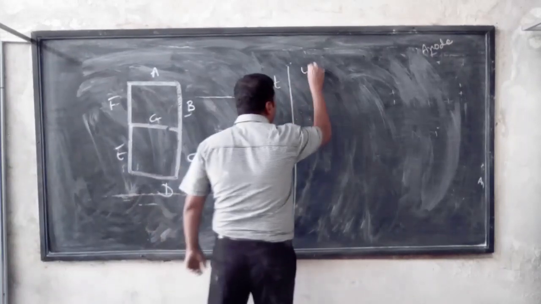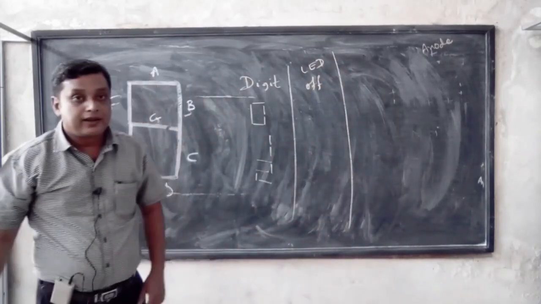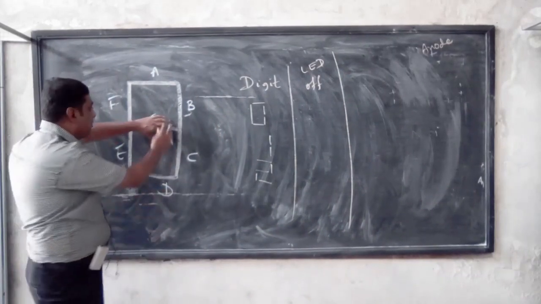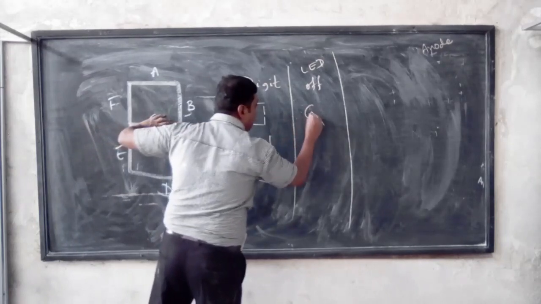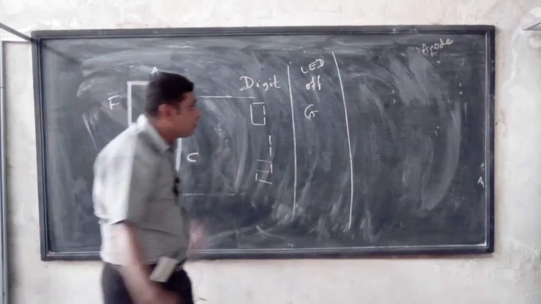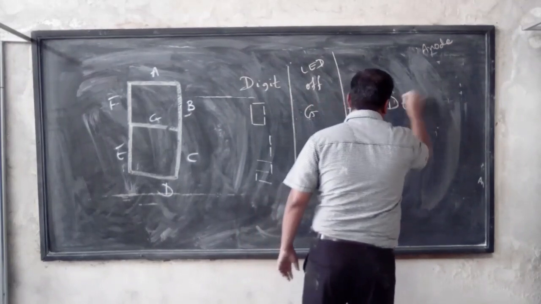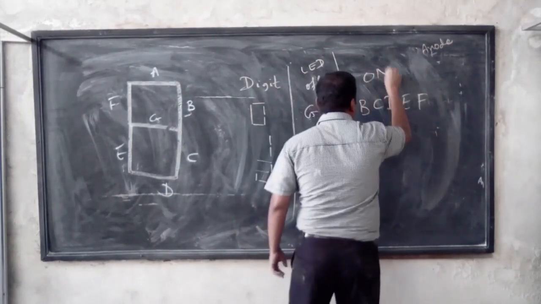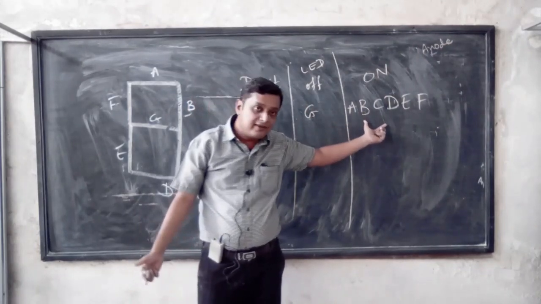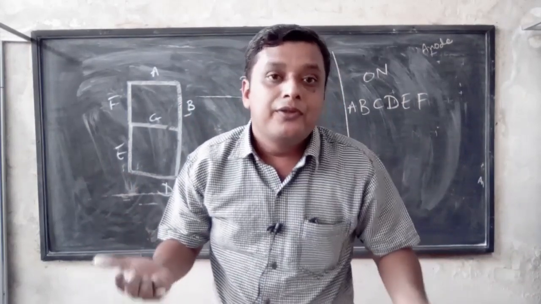The LEDs which are in the off state, again I repeat, if G is in an off state, which LEDs are in the on state? The remaining LEDs are in the on state: A, B, C, D, E and F. These LEDs are under the forward bias. Why forward bias? Because if these LEDs are under the forward bias region, then I am able to see the light.